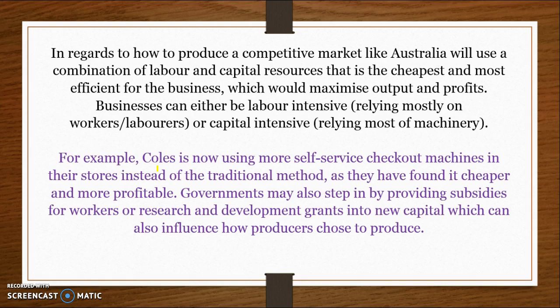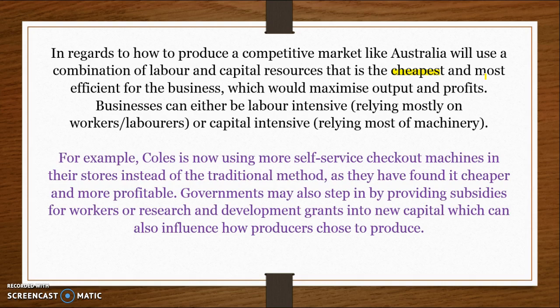Then in terms of how to produce, a competitive market like Australia will use the combination of labour and capital that is the cheapest and most cost efficient and will maximise output and profits. Businesses will choose to be either labour intensive, so relying mainly on labour, or capital intensive, depending on what's going to be more profitable for them. So Coles, for example, is now using more self-service checkouts because it's considered to be more cost effective and cheaper than using workers. Governments can also step in.